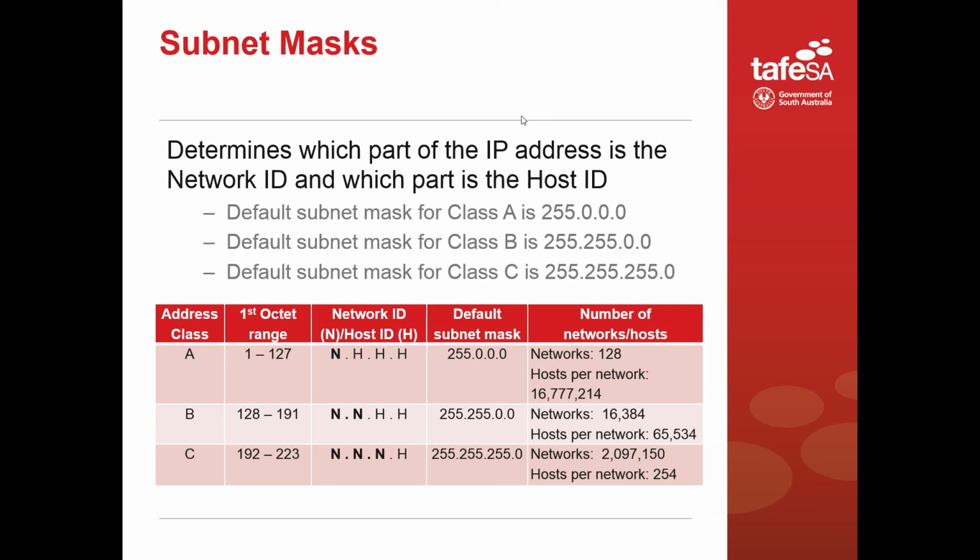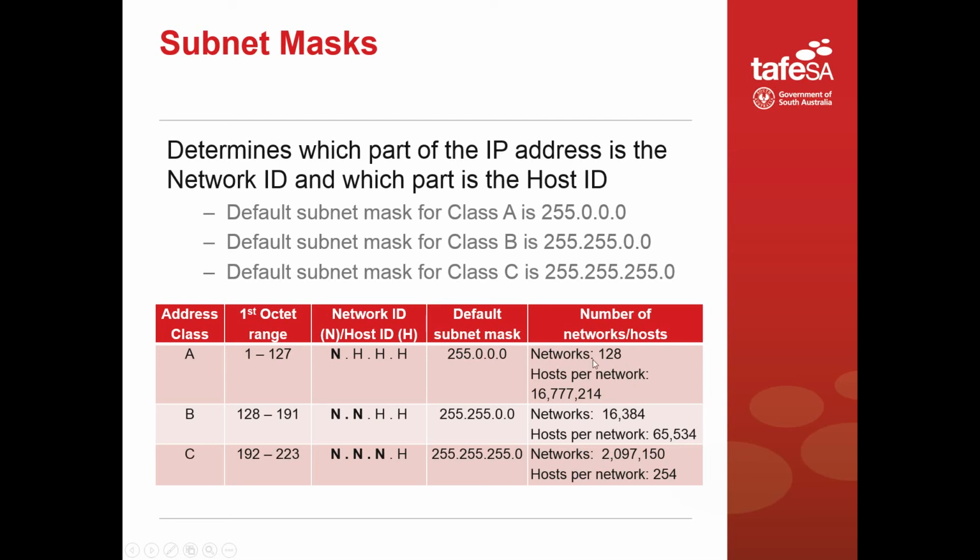And you can see that for each class range, the number of networks that you get, plus the number of computers that you can have on each network, changes. For a class A, you don't have very many networks, but you can have over 16 million computers. But for a class C, we've got 2 million networks, but only 254 computers per network. So class C means you can have lots and lots of small networks, and class A means you don't have very many networks, but they're very, very big ones.